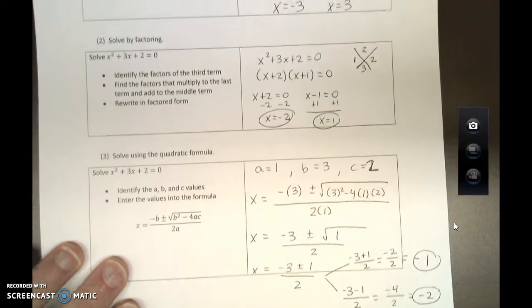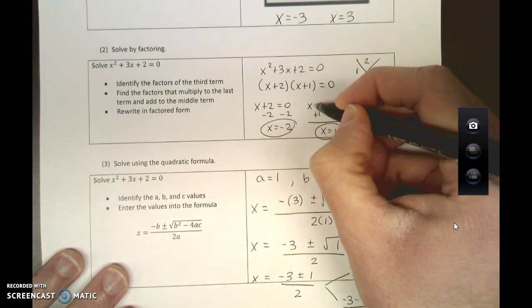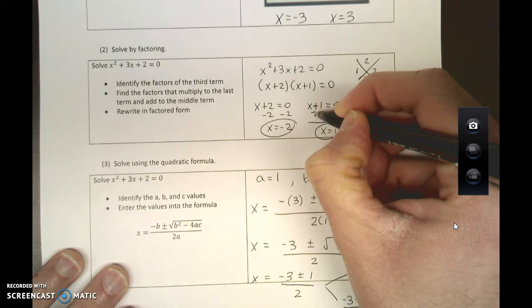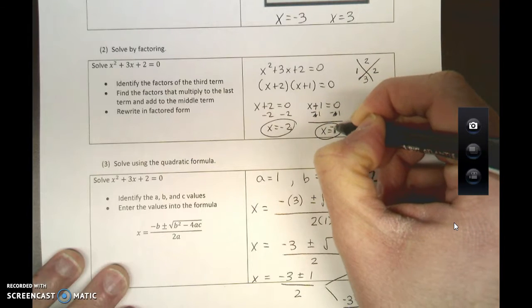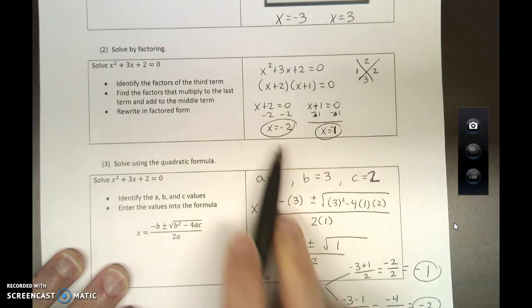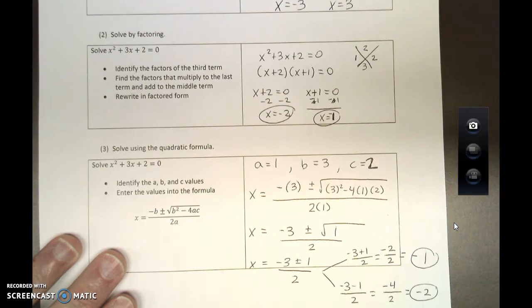So looking at this, it looks like I made a mistake, and I can see my mistake. This should be x plus 1 here. So really I should be subtracting 1, not adding 1. So my solution here is negative 1 as well. Now these two answers match up. So it's a good thing I did both methods, because I can see that I made a mistake on my other problem.